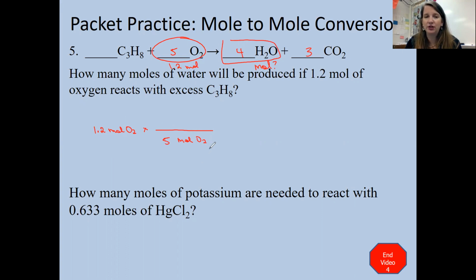And I'm looking for my water, so I have to have moles of water up here. And how many moles of water is going to be my coefficient. So I have 4 moles of water up here on the top. So when I go ahead and solve, I'm going to take my 1.2 times 4 because it's in the top and divide it by 5 because it's in the bottom. I need 2 sig figs. So my answer would be recorded as 0.96 moles of H2O. Make sure you have units and symbols in your answer.